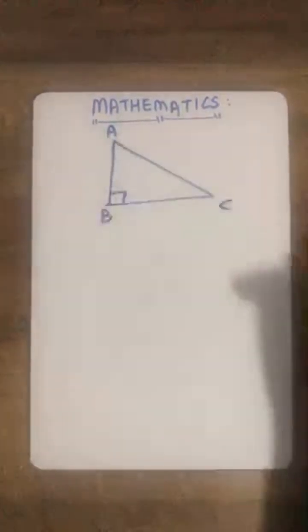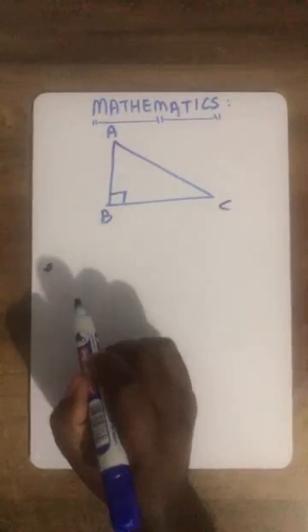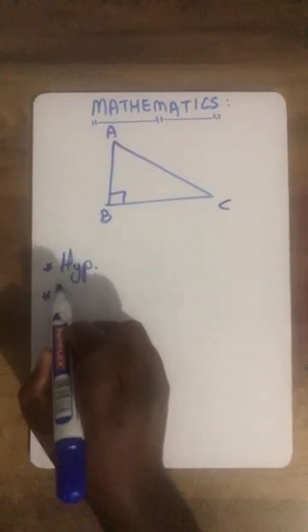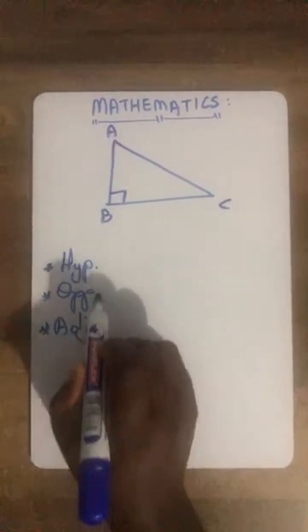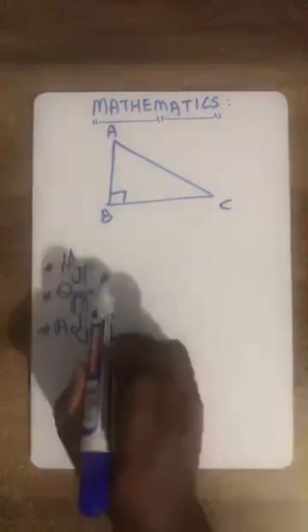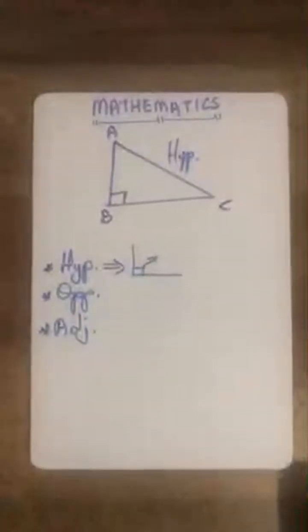Doesn't really matter that much. So this is what happens, honorable members. We said we are having hyp for hypotenuse, opp for opposite, and adj for adjacent. Hypotenuse is always easy because it is the side opposite to the 90 degree. So if you are having 90 degree there, the side opposite to that angle is our hypotenuse. So that means AC becomes our hypotenuse.